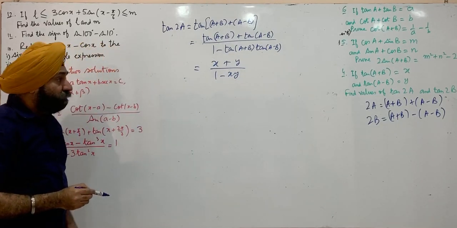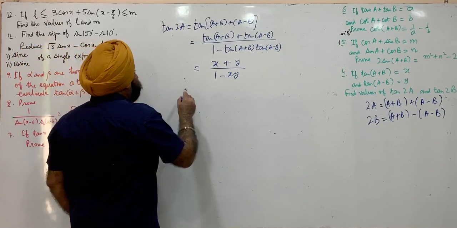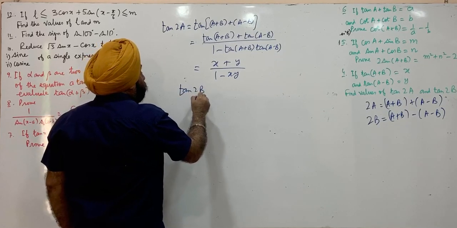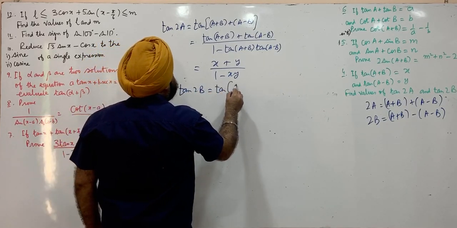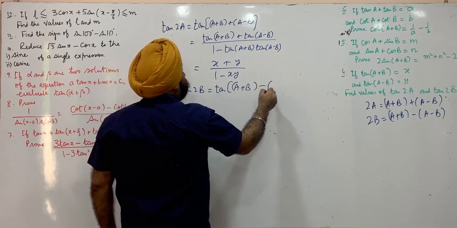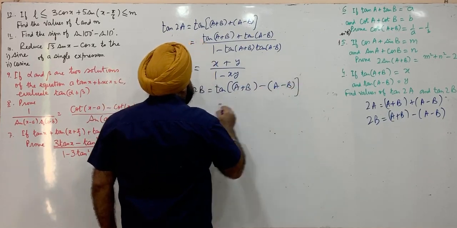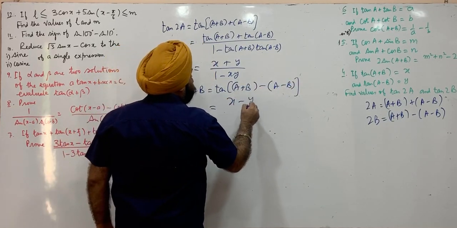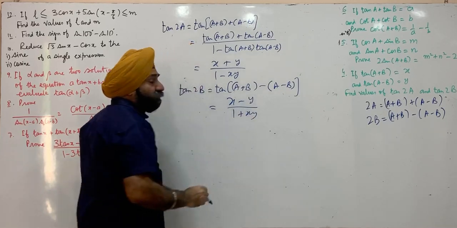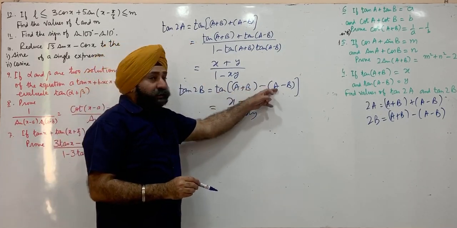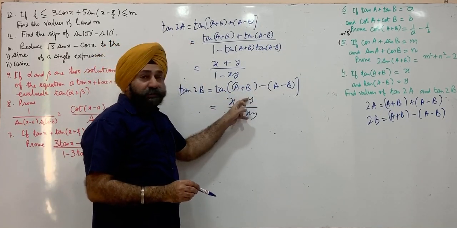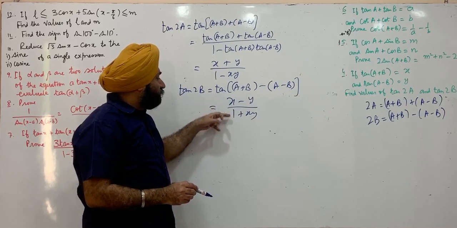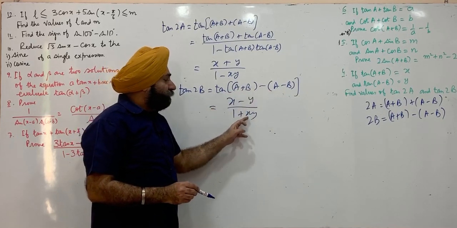This is the answer. Similarly, we can write tan 2b as tan of a plus b minus a minus b, which will be x minus y upon 1 plus xy. Tan of this angle minus tan of this angle, that is x minus y, upon 1 plus tan of this into tan of this, that is x into y.